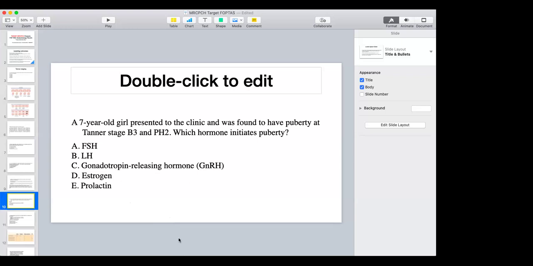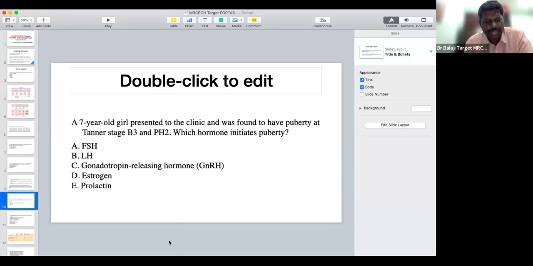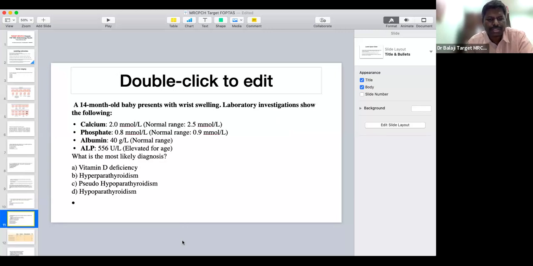So analogs can be given also. GnRH analogs. Yeah. So that thing we should understand. So when GnRH is given in a pulsatile manner, it initiates the puberty. But once you give it as a continuous exposure as analogs, it's going to suppress the puberty. So for precocious puberty also, we give GnRH analogs.